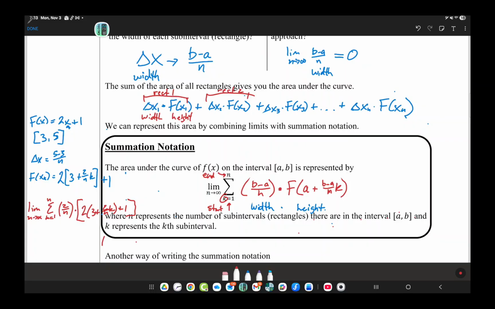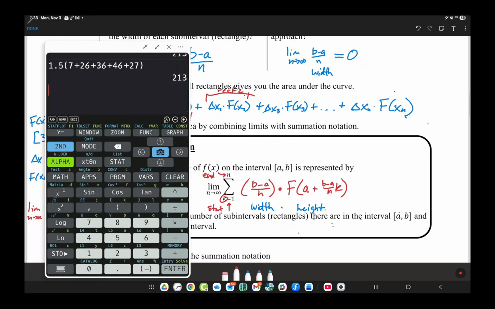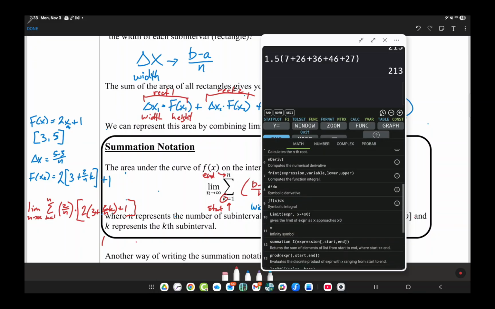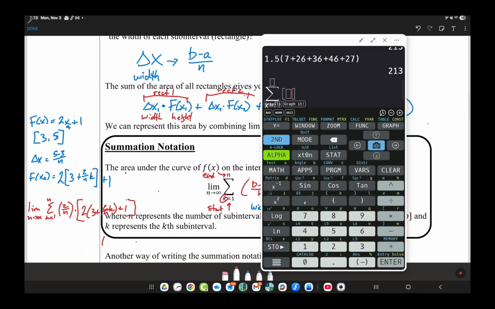Now, normally, if I did actually have an endpoint, a definite summation value, I could actually put that in my calculator, because you can do summations in your calculator. It's the same place you do derivatives. Go to math, and you should find summation somewhere.